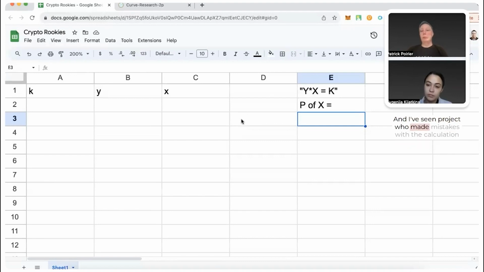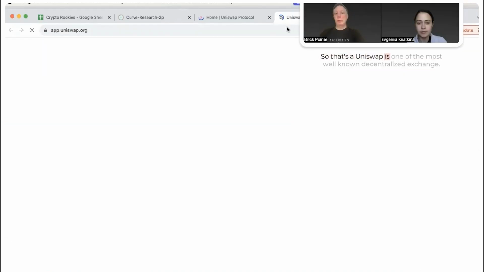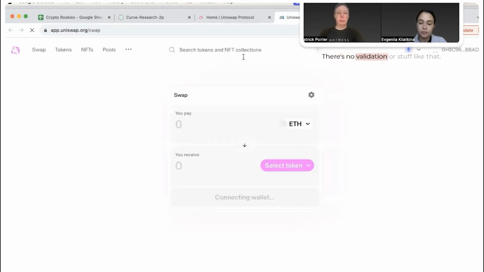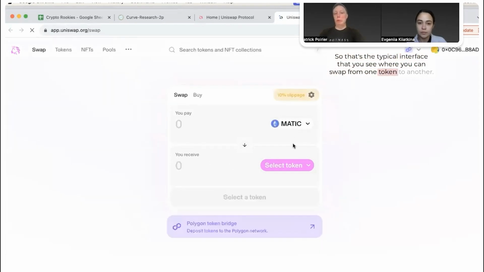And I've seen projects that made mistakes with the calculation, where they didn't allocate or keep enough stablecoin compared to what they claimed they were going to put into the liquidity pool of their own token, because it has to match and be balanced. So the thing, Uniswap is one of the most well-known decentralized exchanges. That means any project can list their token there. They don't have to ask permission from anybody. There's no validation or anything like that. So that's the typical interface that you see where you can swap from one token to another.